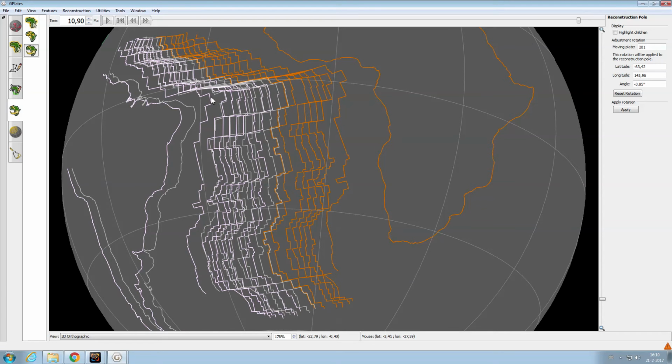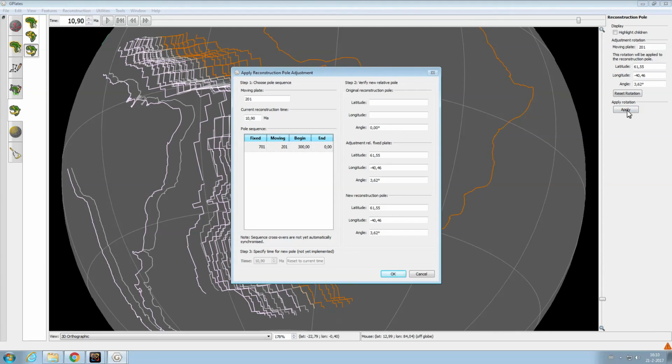which is not always easy. Okay, so now I'm happy with my fit, and I'm going to click apply. In this window you can check if you've done everything right. You want the pole to be calculated for the age 10.9, 701 is fixed and 201 is moving. So that's all in order.